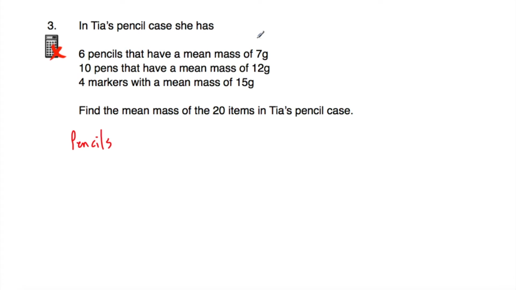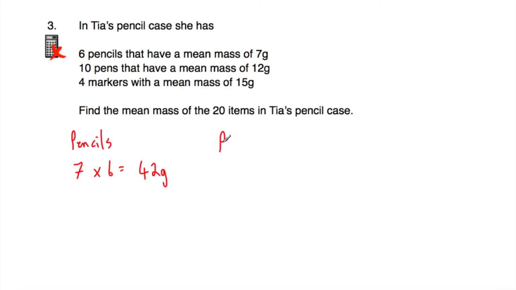So in terms of the pencils, the mean mass of the pencils is 7 grams. So that means if we added up the masses of each of the pencils and divided by 6, we would get 7. So if we take 7 and multiply that by the number of pencils, which is 6, we can find the total mass. And 7 times 6 is 42. So the total mass of the pencils is 42 grams.